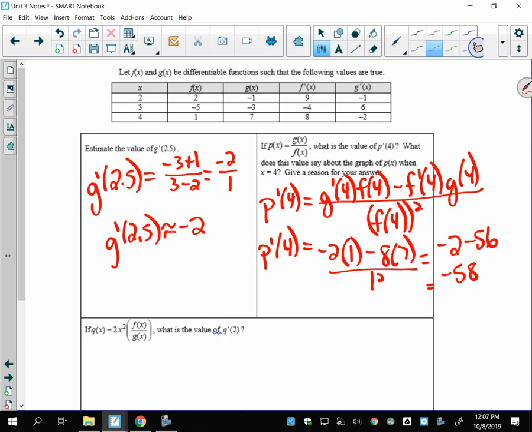What does this tell me about p of x when x equals 4? Well, if my derivative is negative, then I know p of x is decreasing at x equals 4 because p prime of 4 is less than 0. Same description as always, but now we can just do the quotient rule.